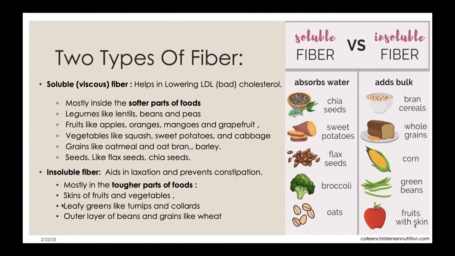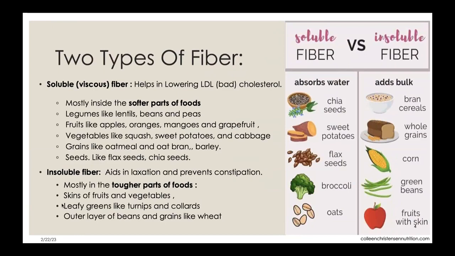This type of fiber, soluble fiber, is more easily fermented by your gut bacteria. So it also acts like a prebiotic. So this is also great for gut health. And you can find soluble fiber mainly inside the softer parts of food, like beans and peas, fruits like apples, oranges, grapefruits, vegetables like squash, sweet potatoes, cabbage, or whole grains like oatmeal, oat bran. And it's also present in seeds like flax seeds, chia seeds.